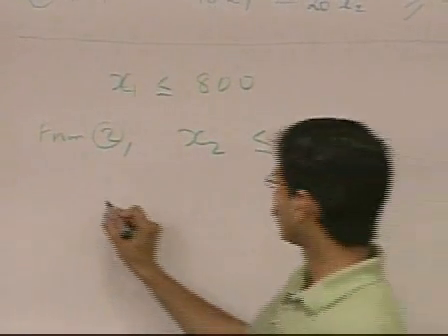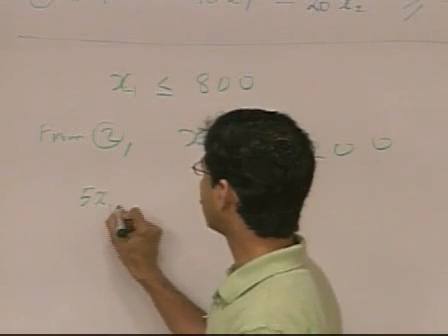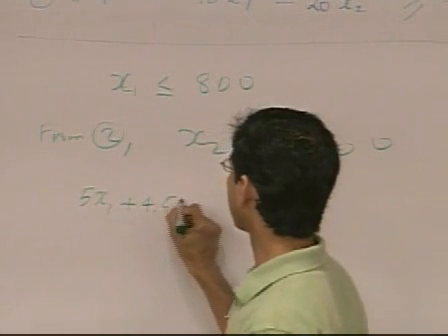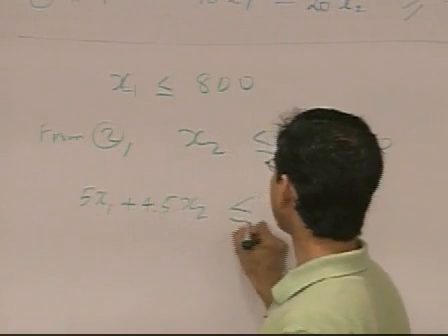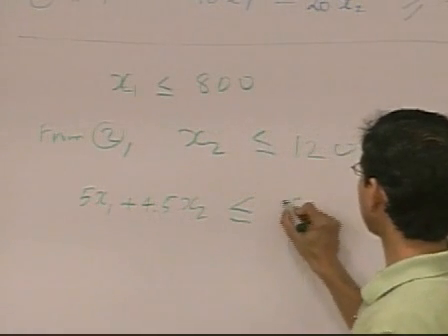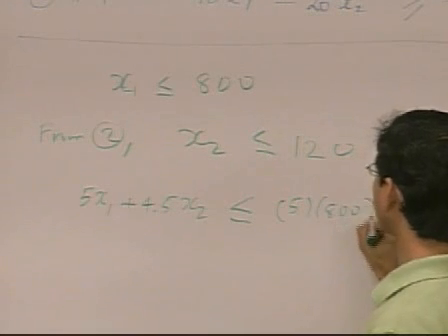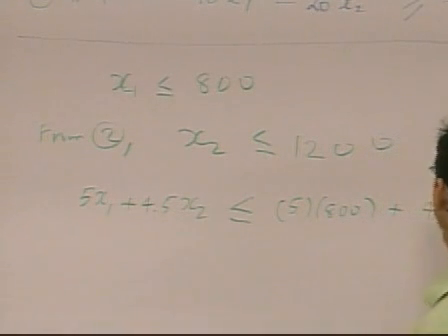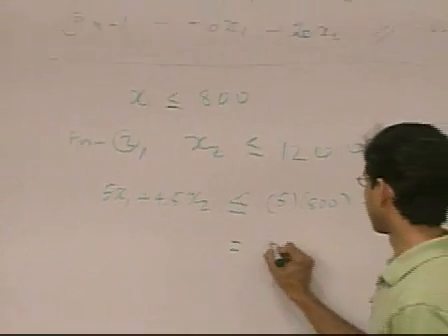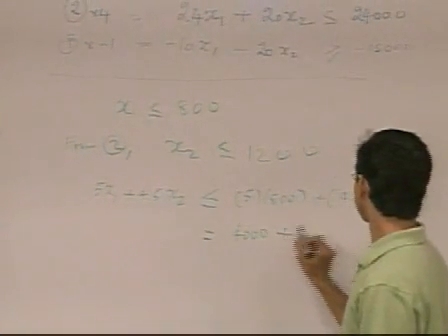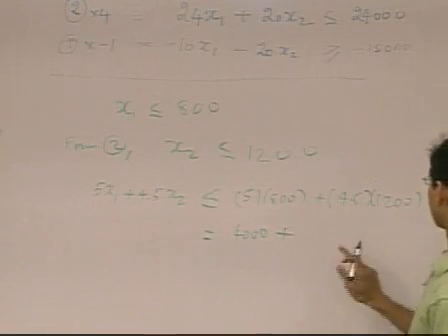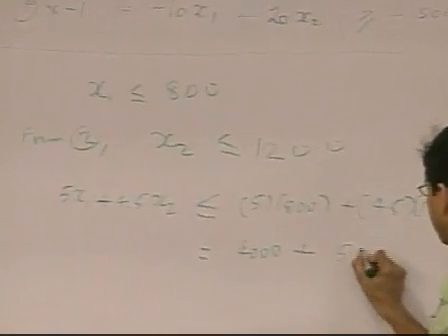And therefore, 5x1 plus 4.5x2 is definitely less than 5 times 800 plus 4.5 times 1,200, whatever that quantity is. So this, I think, works out to 4,000 plus 4,800 plus 600.